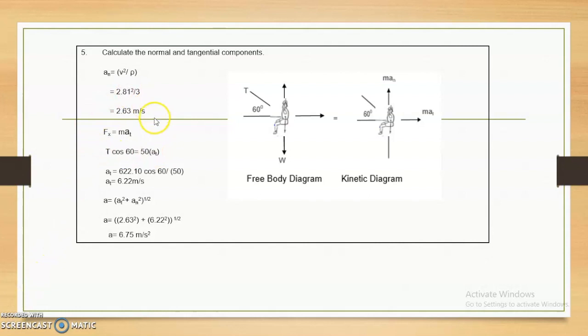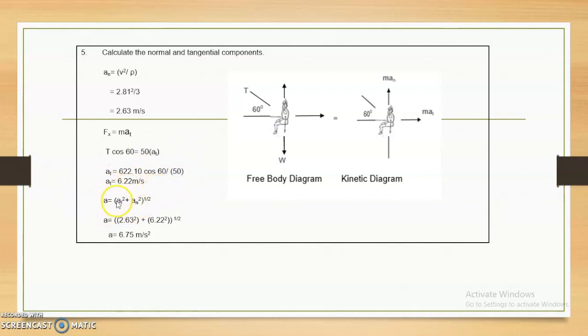But for the tangential component, we need to use this formula, which is Fx equals to M AT. Since AT is acting in the x direction, we use T, the tension, cos 60 equals to M, 50, AT. Tension is 622.10, which we got from the previous problem. So 622.10 cos 60 over 50. We get AT equals to 6.22 meter per second.